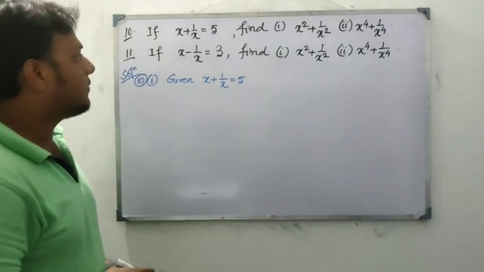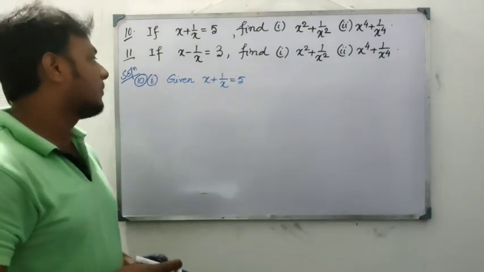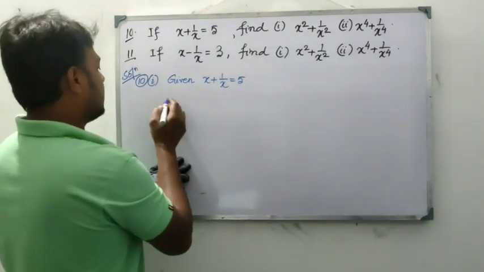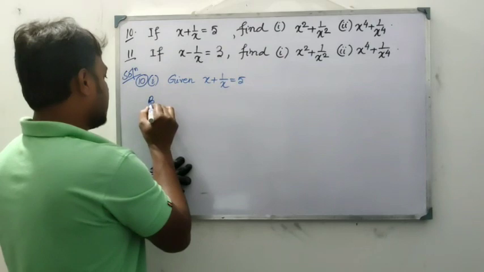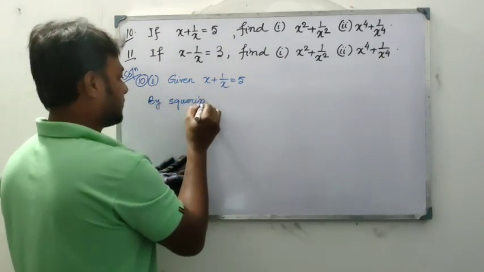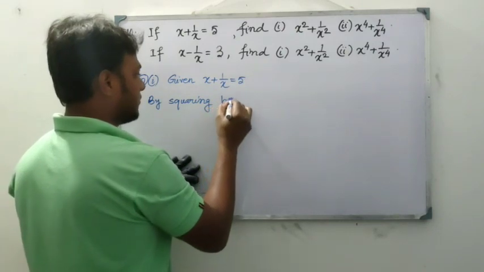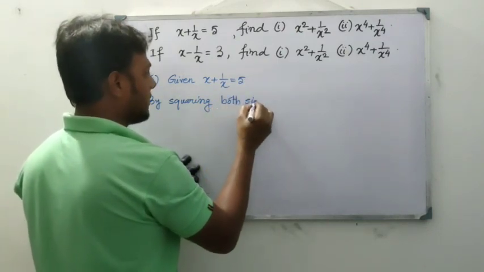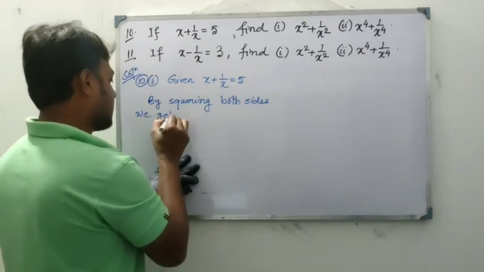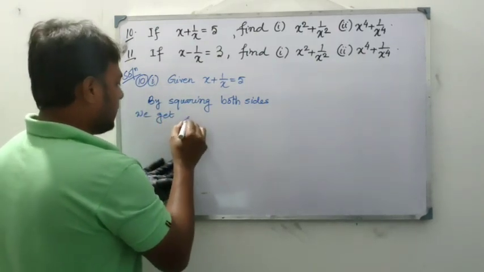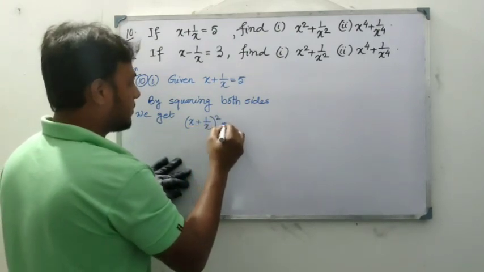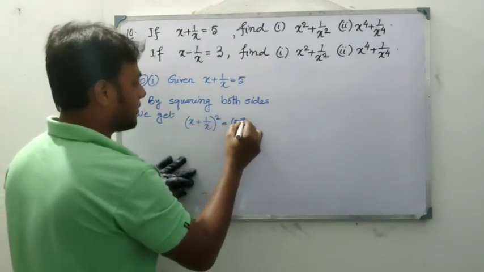To solve the first process, we can square both sides of the given equation. By squaring both sides, we get, if you consider the left hand side squared, then this square equals 5 square.